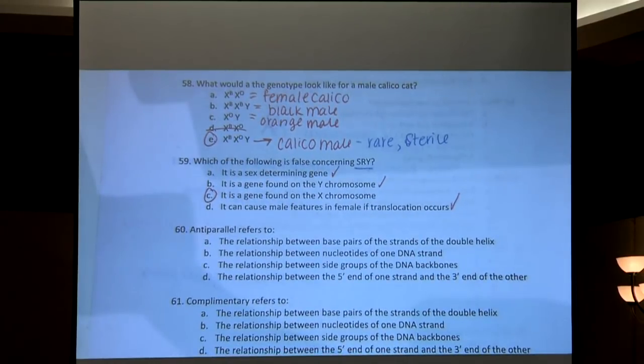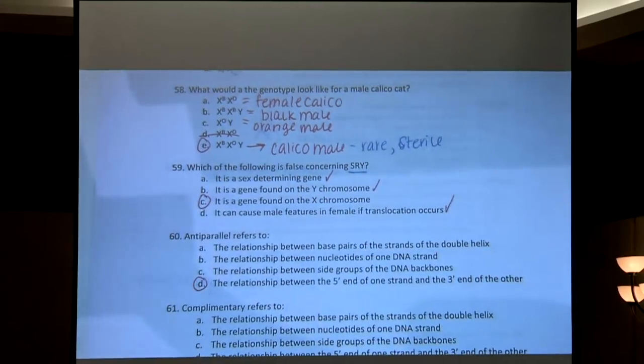All right. So a little more concerning our structure. So for 60, anti-parallel refers to, and so we have A, the relationship between base pairs of the strands of a double helix; B, the relationship between nucleotides of one DNA strand; C, the relationship between side groups of the DNA backbones; or D, the relationship between the 5' end of one strand and the 3' end of the other. So it should be D. It's the relationship between the 5' end of one strand and the 3' end of the other. That's how we get our anti-parallel.